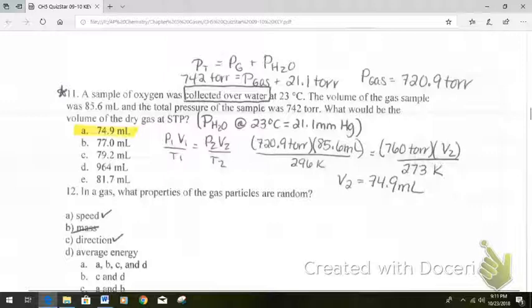If you look, you know the pressure of the gas now at 23 degrees Celsius, which was the temp that the sample was collected over water at. And you know the volume, which was 85.6 milliliters. And what they're asking you is what's the volume at STP? And remember, STP is 2 values. It tells you the pressure and the temp. So I used the combined gas law. On the left side, I put all the information when the sample was at 23 degrees Celsius. And on the right, I put all the information for when the sample was at STP. And then I just solved and got 74.9 milliliters.